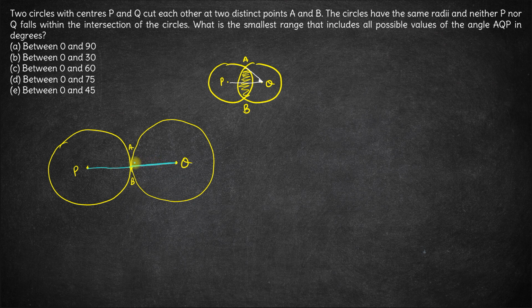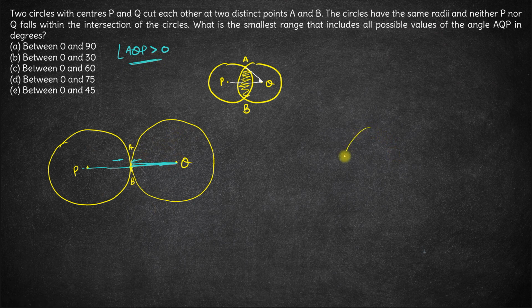Obviously this is not the case. These two points have to be distinct. That means the centers will not be so far apart, they will be slightly closer. Hence this angle AQP will not be 0, it will be slightly more than 0, right? So the angle should definitely be greater than 0. Angle AQP should definitely be greater than 0. This is one extreme case.